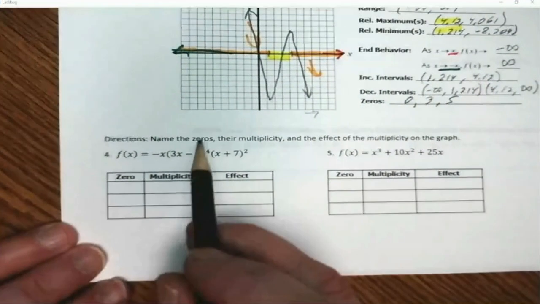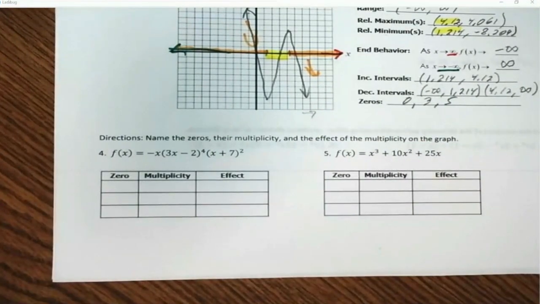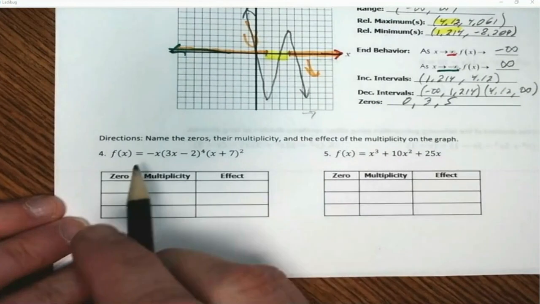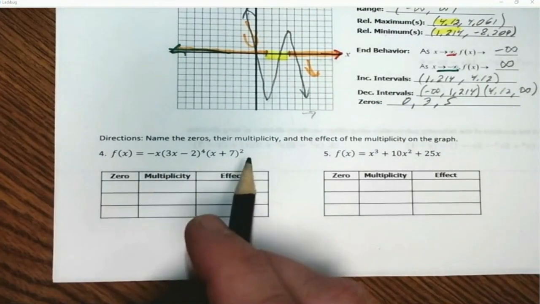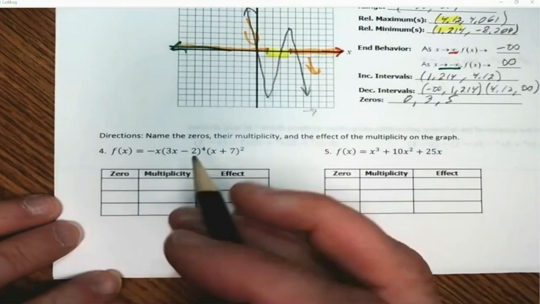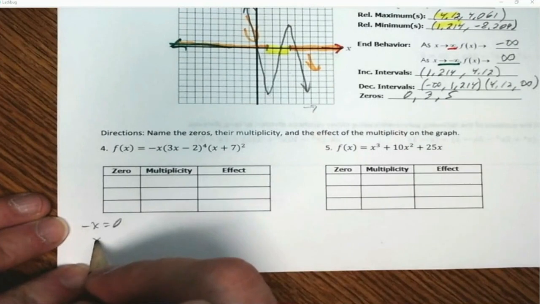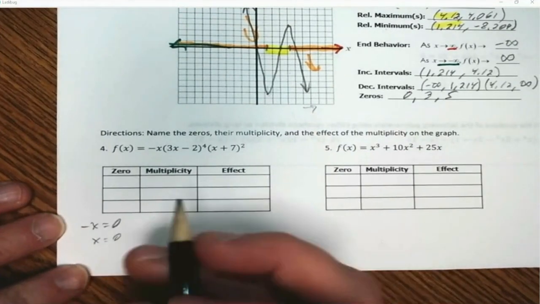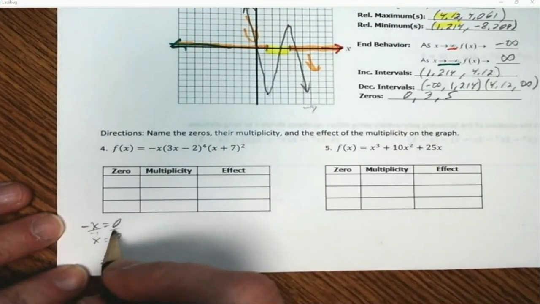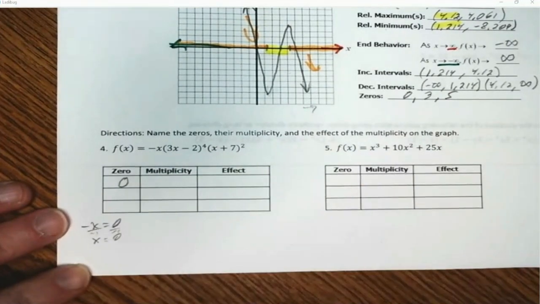Name the zeros and their multiplicity and the effect of the multiplicity. All right, so the zeros. This is in factored form. We like factored form because all we have to do is take the factors and set them equal to 0. So negative x equals 0, so x equals 0. All right, when we divide by negative 1, we just get 0. So the first one is at 0.